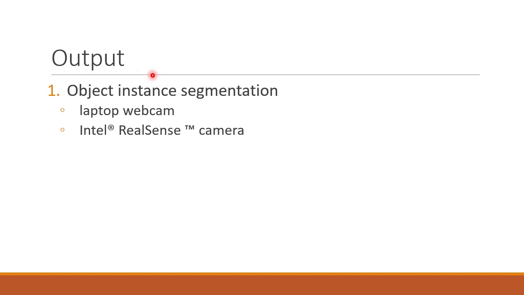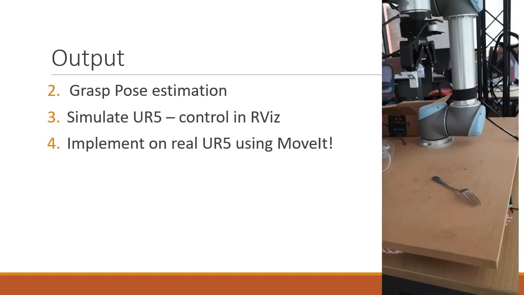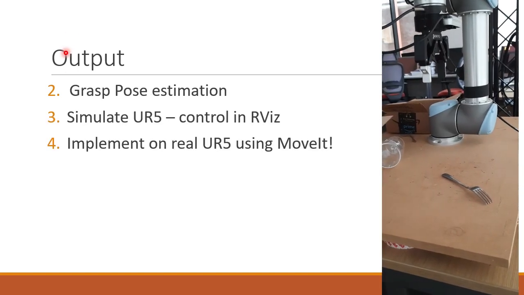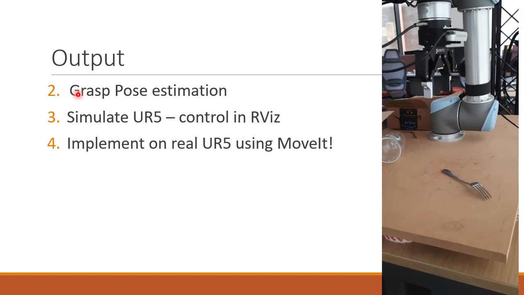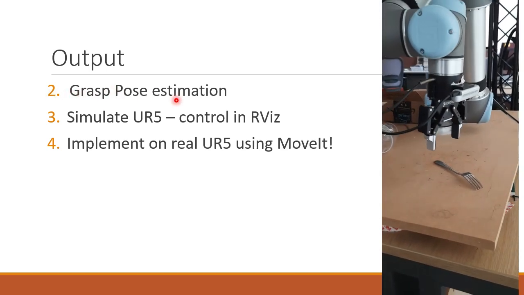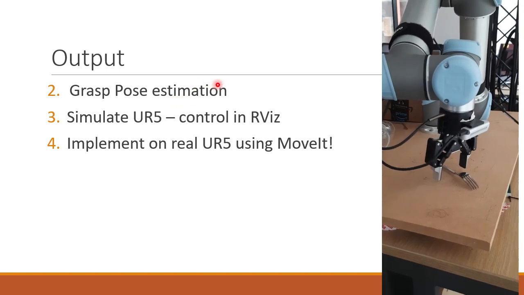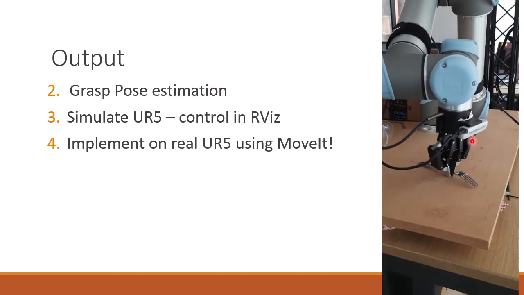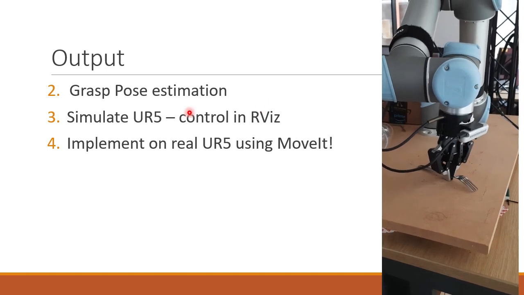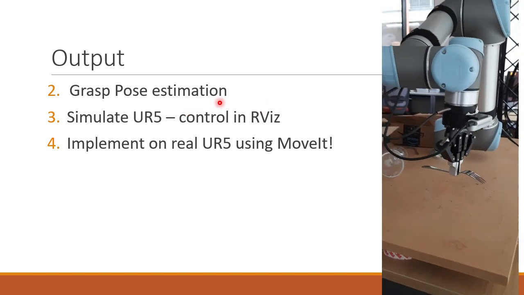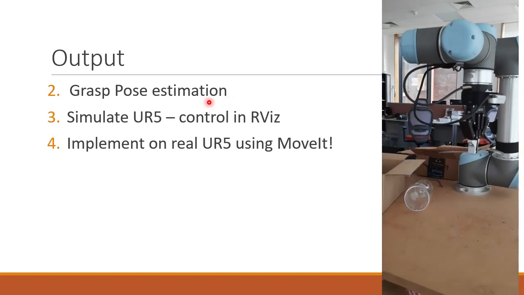Coming to the output of this project, first I have demonstrated object instance segmentation using webcam input. In the real physical hardware, the input is acquired using an Intel RealSense camera. Second, I have estimated the grasping pose from the eigenvector of the target object mask, which is later published on the vision pose topic. This is done by finding the eigenvector of the target and then calculating its angle from the reference axis and using that angle to evaluate the target pose.